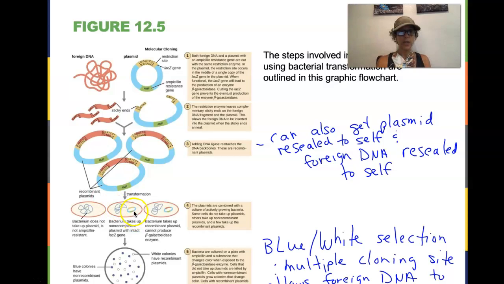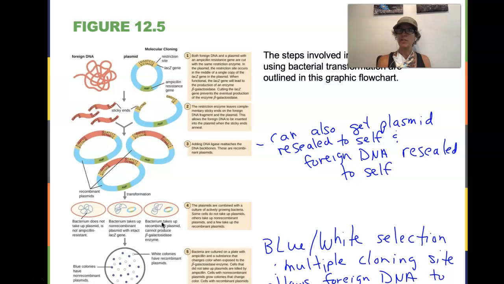Some bacteria will take up the plasmid that just stuck back to itself, and it will survive because the plasmid has the ampicillin resistance gene. The other option is we take up the plasmid that does have one of the pieces of our DNA of interest. That plasmid is good to go. It has the inserted DNA, and so it will also grow in the presence of ampicillin.